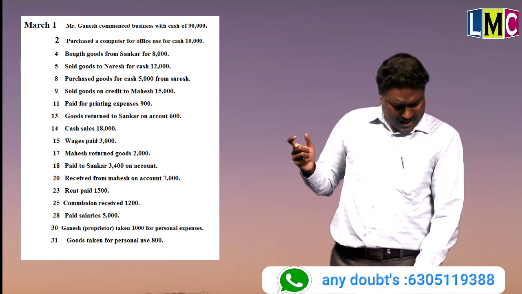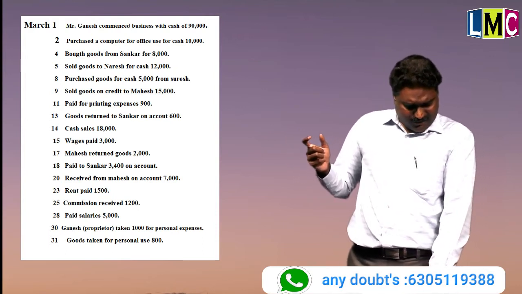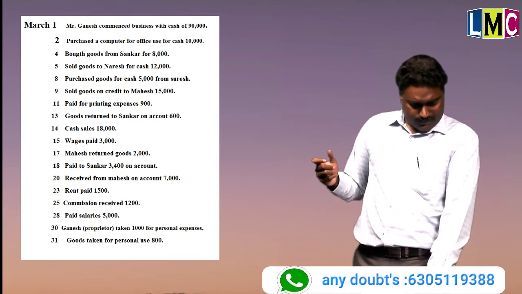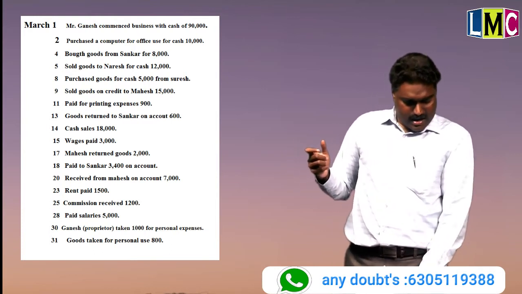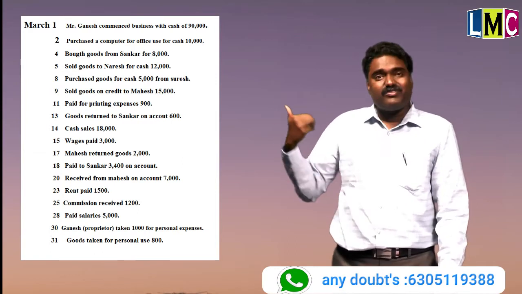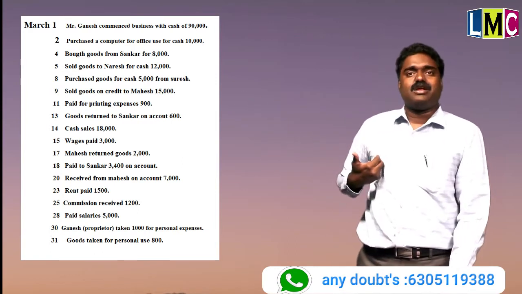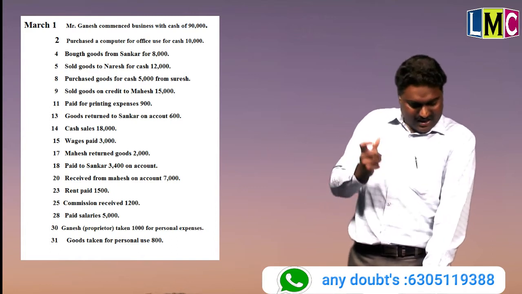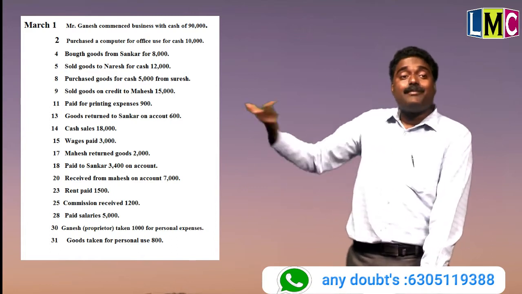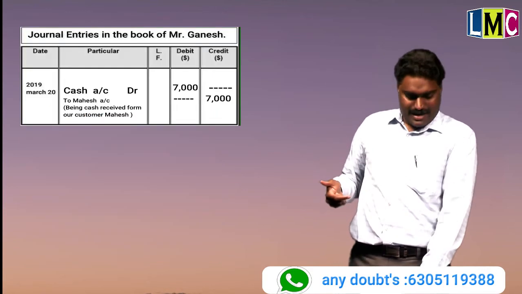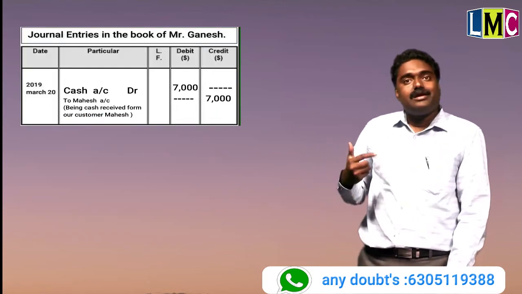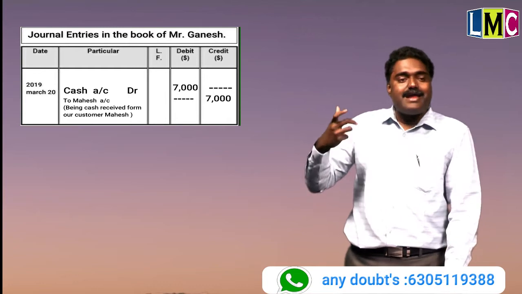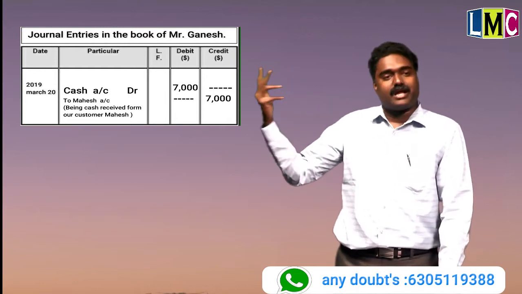transaction is on 20th. Received from Mahesh on account of rupees 7,000. Received from Mahesh. What we received? Cash. Received from Mahesh on account. It is mentioned very clearly, on account. Means what is coming in? Bank is coming in. Bank account debtor to Mahesh account.